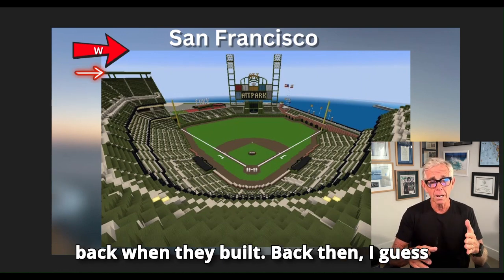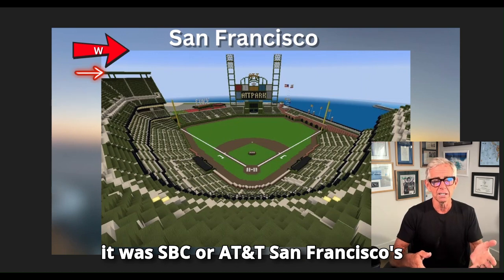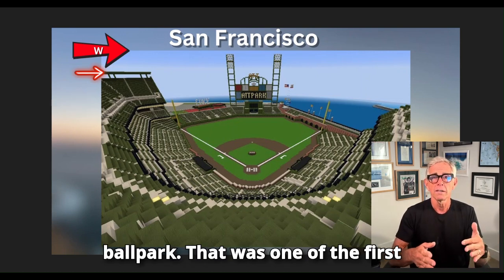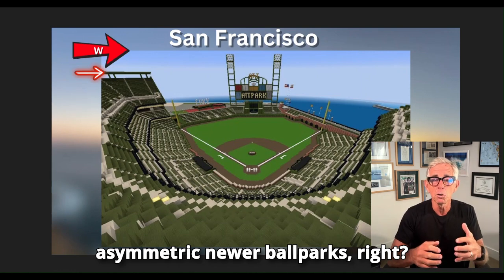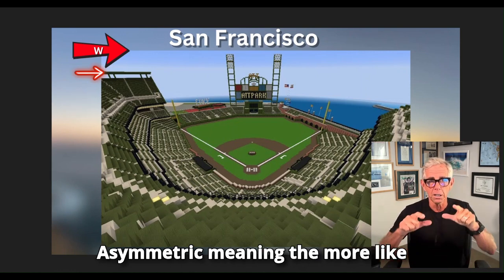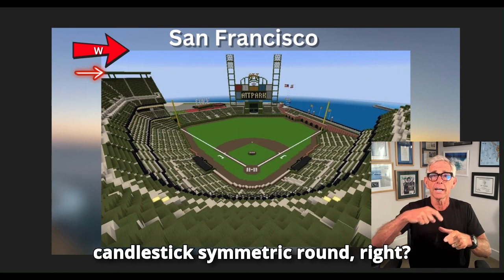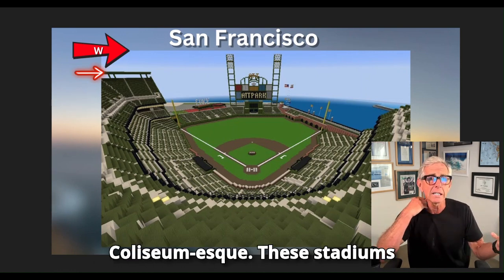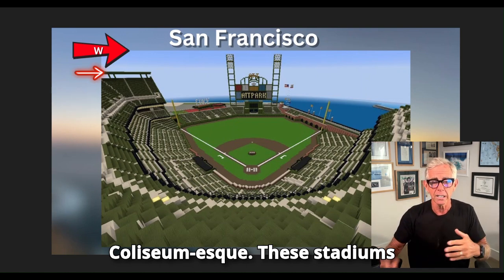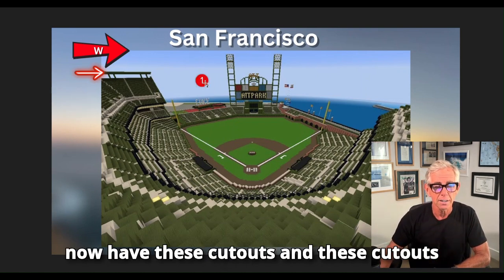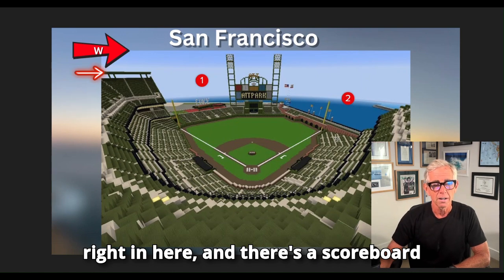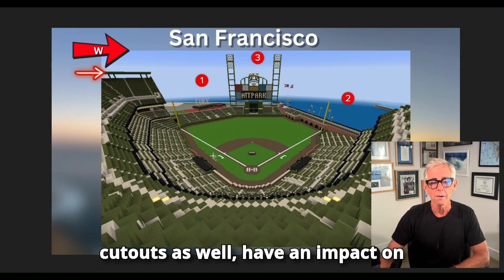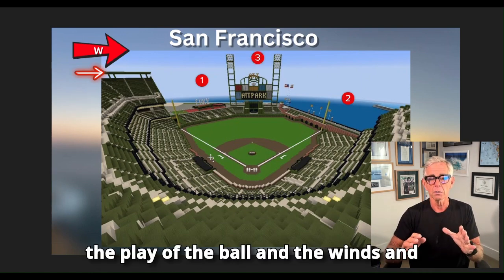And what happened back then, I guess it was SBC or AT&T, San Francisco's ballpark. That was one of the first asymmetric, newer ballparks, right? Asymmetric meaning like Candlestick, symmetric, round, right? And most of the stadiums were Coliseum-esque. These stadiums now have these cutouts, and these cutouts right in here, and there's a scoreboard cutouts as well, have an impact on the play of the ball and the winds and how they flow.